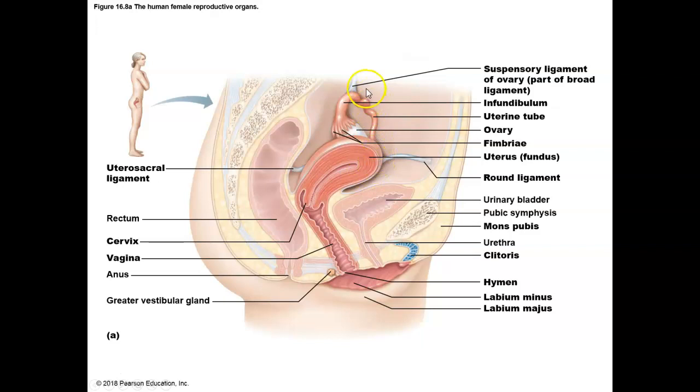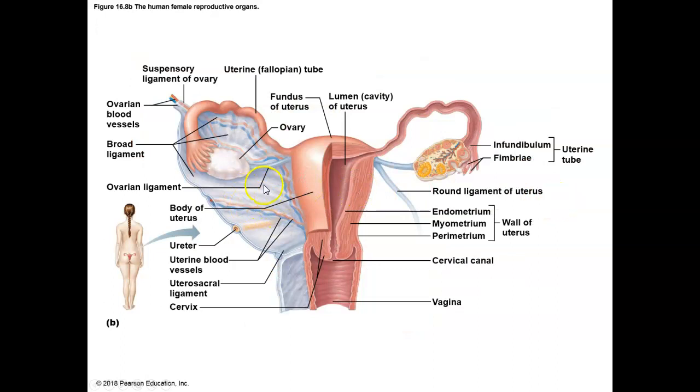And so here you can see the suspensory ligament up here, and you can see uterosacral ligaments that are holding structures. Not so much the ovaries, but you can see those ligaments that are holding the uterus. If we go this way, then you can see that broad ligament, which helps to hold everything in place.